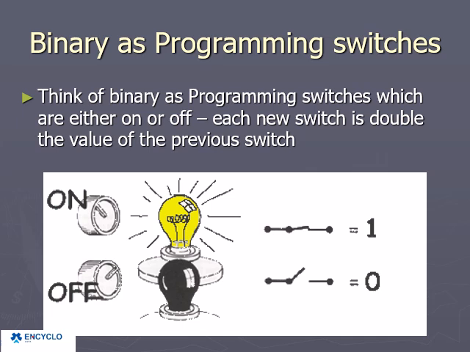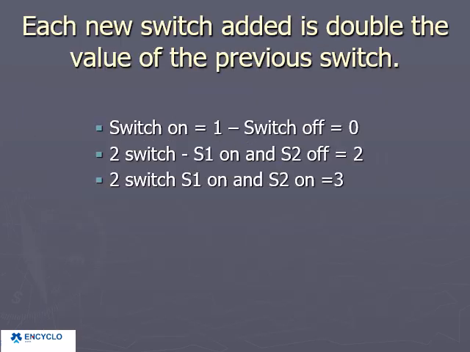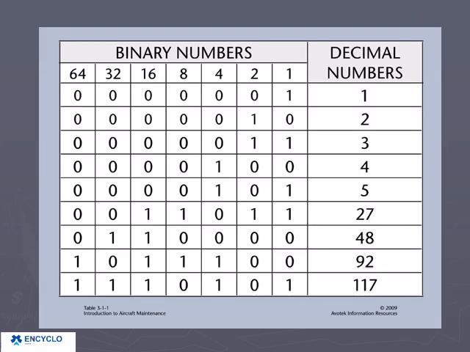Think of binary as a sequence of switches, on or off, where each switch represents double the value of the one before it. A switch in the on position equals 1 and off equals 0. For example, 2 switches in the on position equal 3. This is a table showing the binary and decimal numbers equivalent.